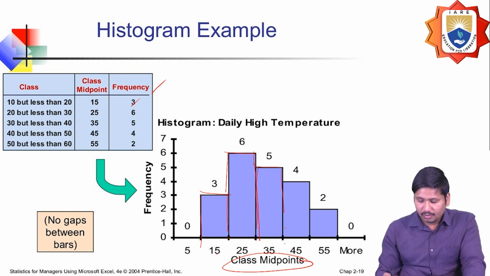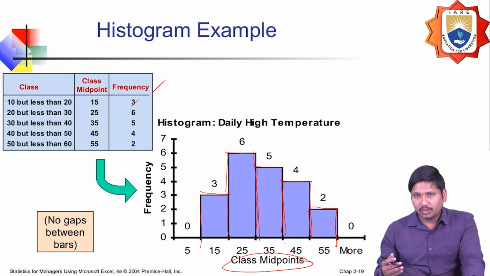So like this I can construct this histogram without any gaps between the bars. If space is maintained between the bars, then it becomes a bar chart, not a histogram.